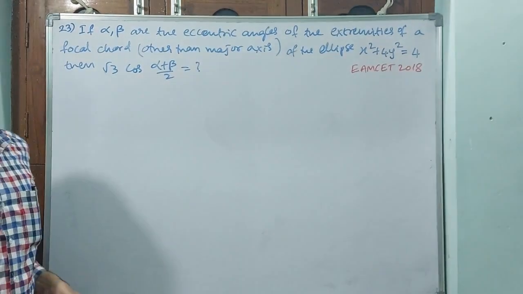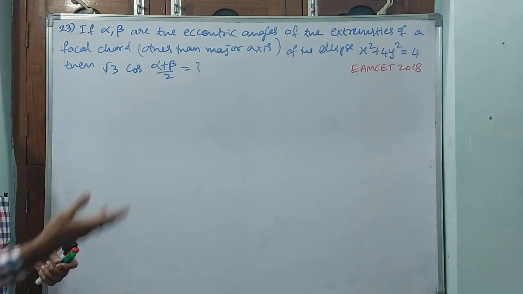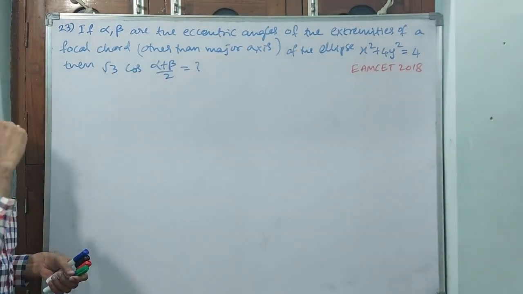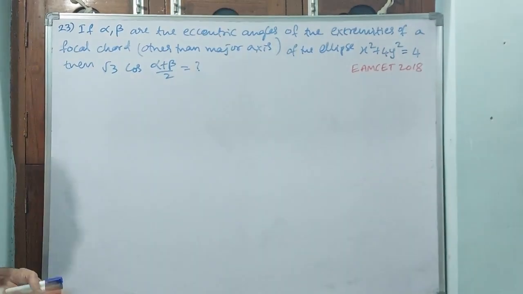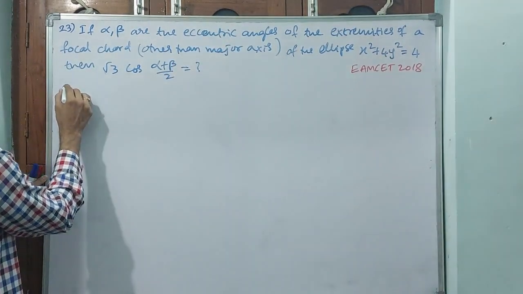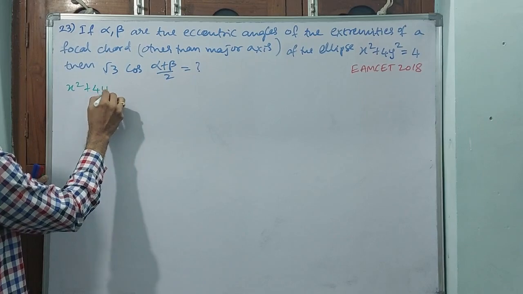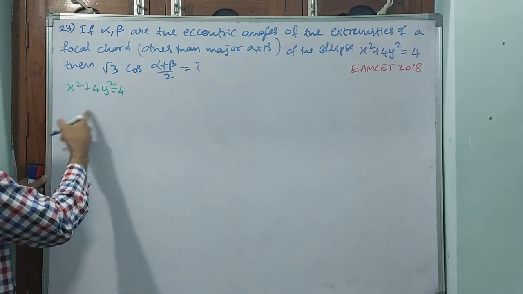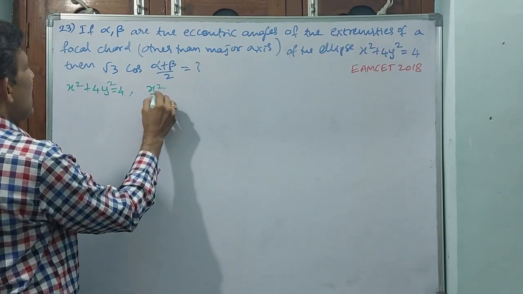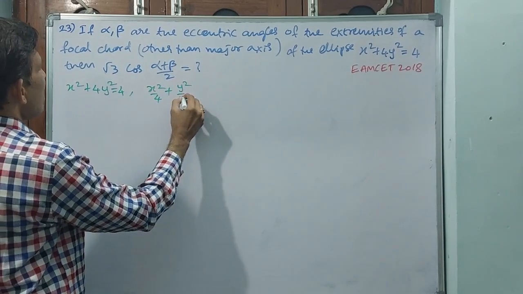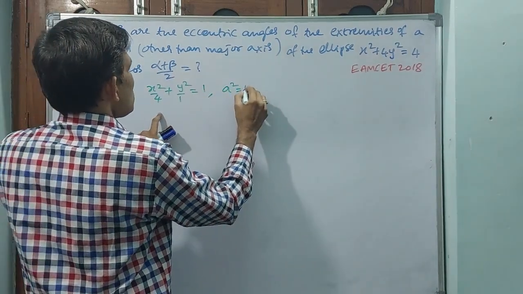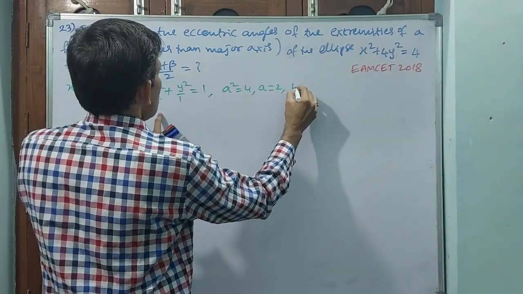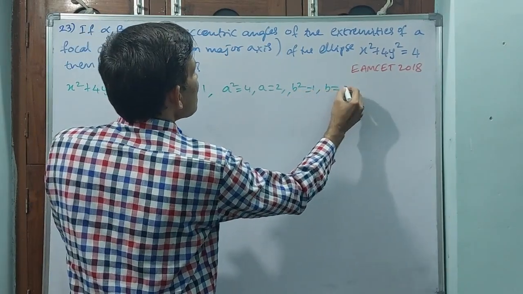You see, focal chord, we know S is the focus. The angles of the extreme ends of the focal chord they are telling. Okay, let it be those angles. And see, let us find the focal chord first. Let me write this equation: x square plus 4y square is equal to 4. I am dividing by 4, which gives x square by 4 plus y square by 1 is equal to 1. Now a square is equal to 4 or a is equal to 2, b square is equal to 1 or b is equal to 1.